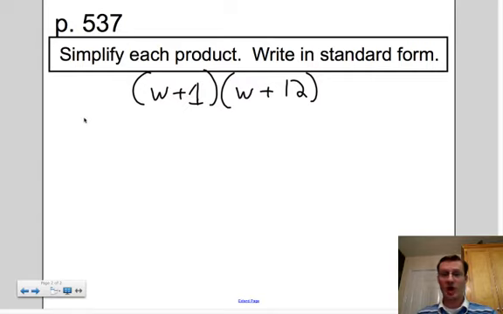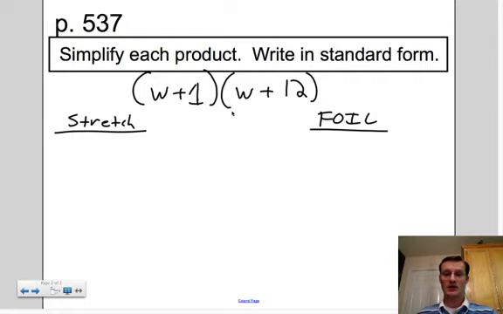Now, the distributive property, I like to call it the stretch. You're just going to stretch it out. We're also going to use the FOIL method. So let's look at both. First, I'm going to stretch it out. We're going to look at the distributive property in a little bit different way.